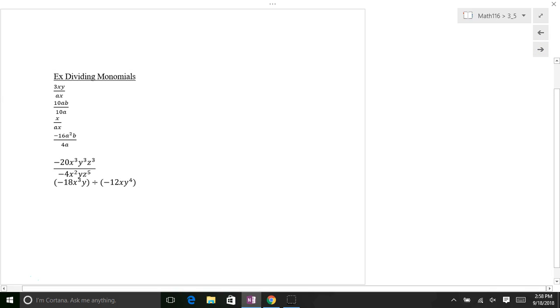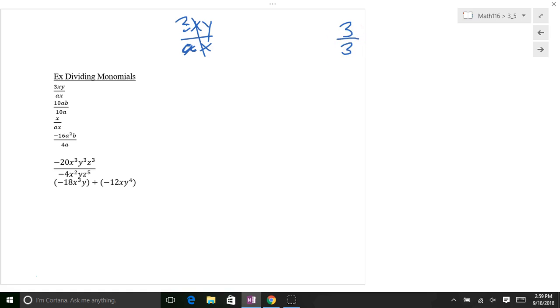So when you're dividing monomials, you've got 3xy over ax. When you've got a monomial, so one term on the top, one term on the bottom, everything's being multiplied on the top, 3 times x times y, and everything's being multiplied on the bottom, you can just cancel those out. It's kind of like x over x is 1. It's kind of like 3 out of 3 is 1. If you've got a pie cut into 3 pieces and you ate 3 of the 3 pieces, 3/3, you've eaten 1 whole pie. So you can just cancel that, that's 1. So we're left with just 3y over a.